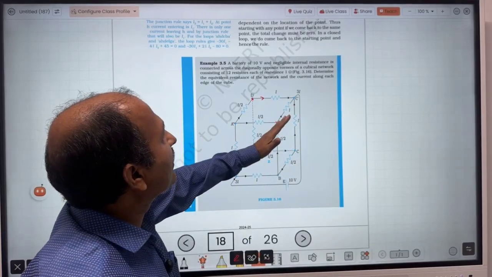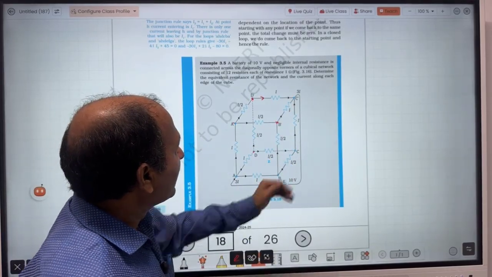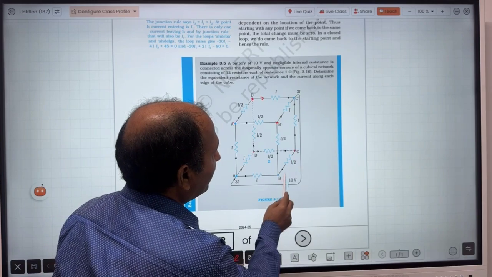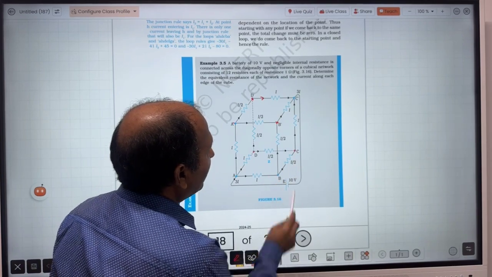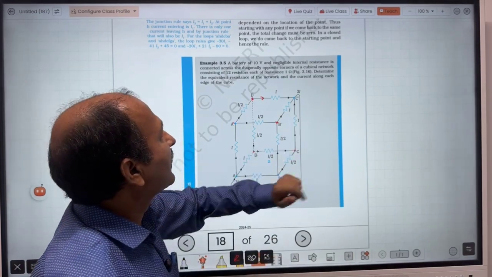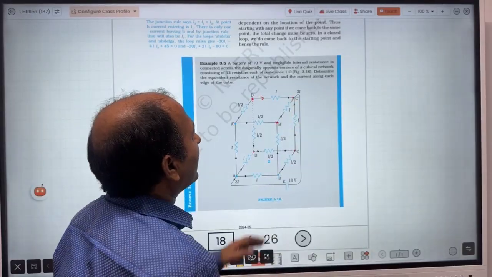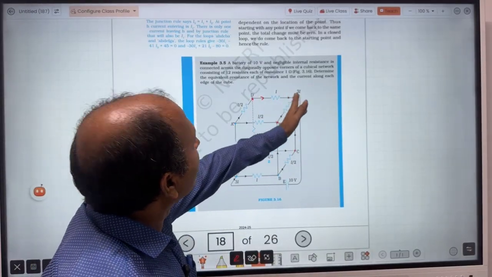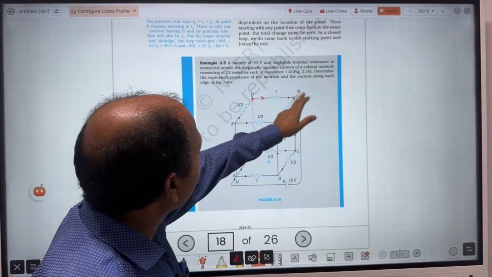So in this branch again we will get I. The same is happening here. At this point I by 2 current is moving from here and I by 2 is coming from here. So the 2 will combine and they form I. So at this terminal again you will see that 3I current is reaching and then that is flowing like this.